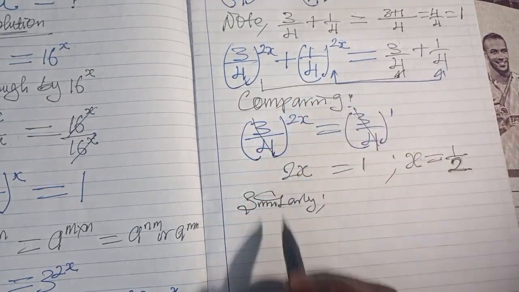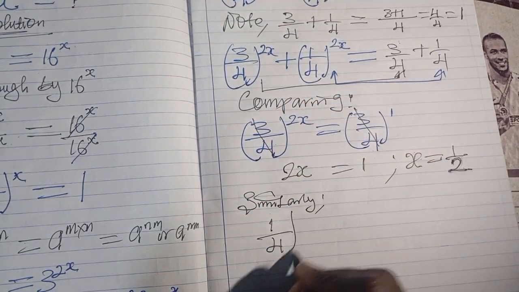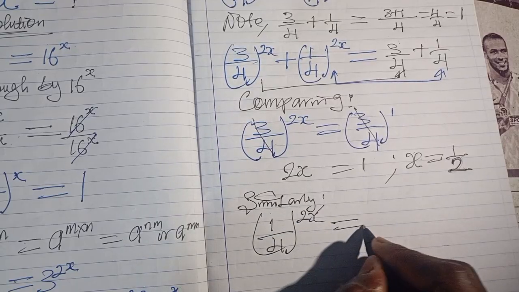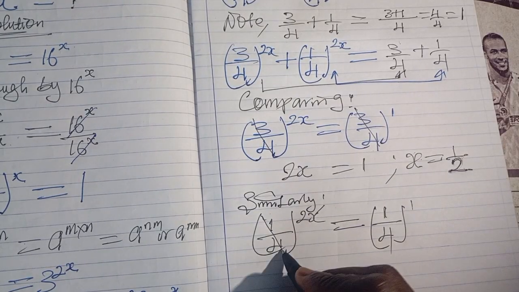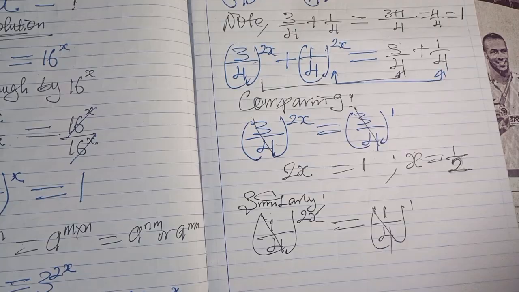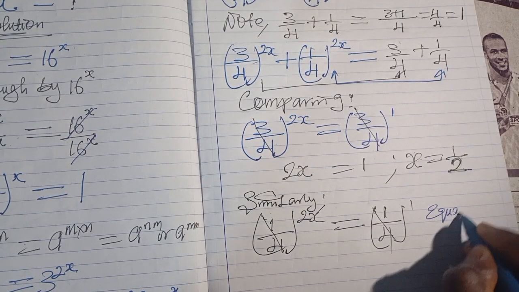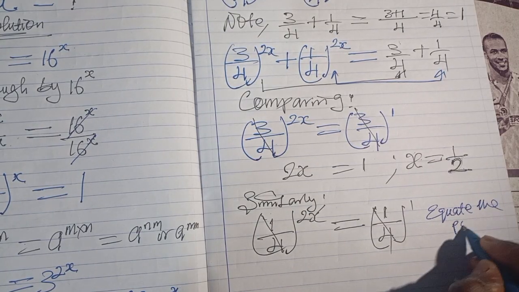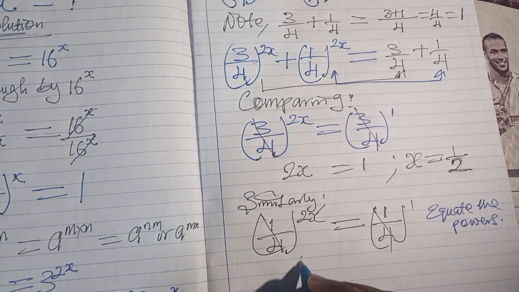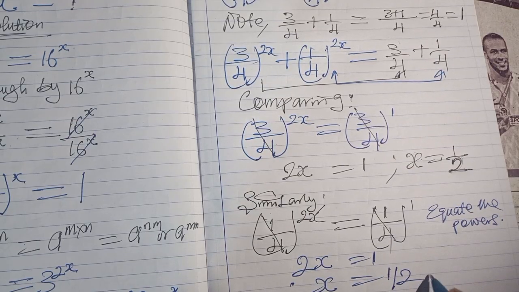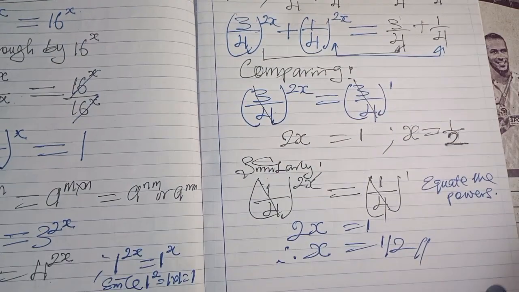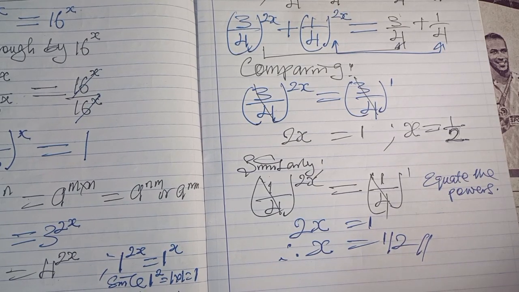Similarly, let's equate the second term. We have (1/4)^(2x) is equal to 1/4. 1/4 is the same as (1/4)^1. So the bases are the same. We are going to equate the powers, and still have 2x is equal to 1. Therefore, x is equal to 1/2. Okay, so that is the value of x in this equation. You can still check.